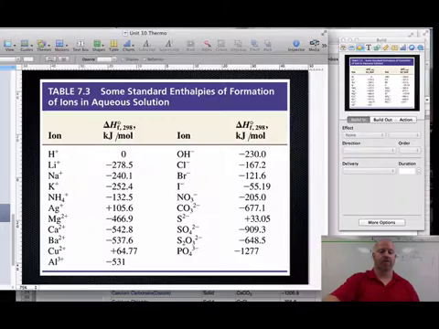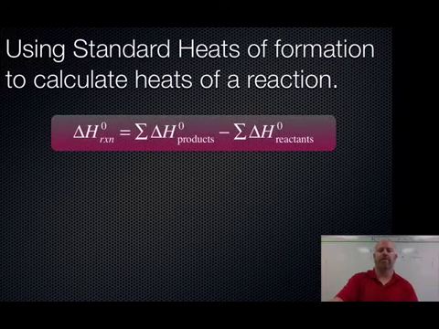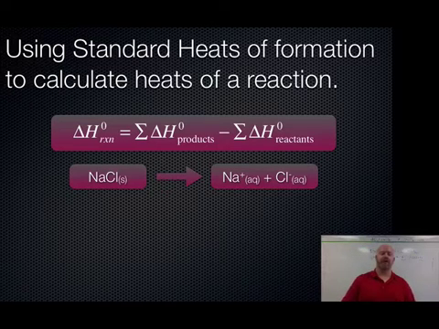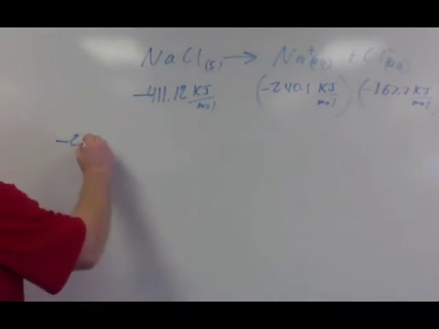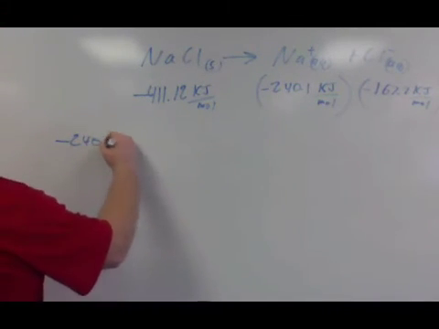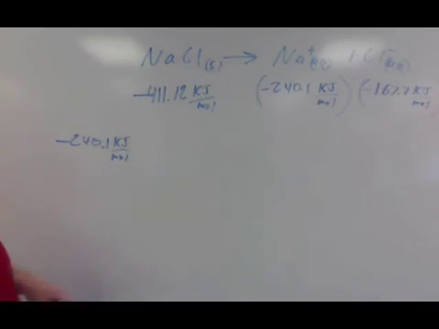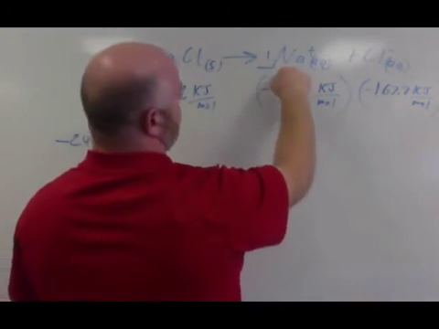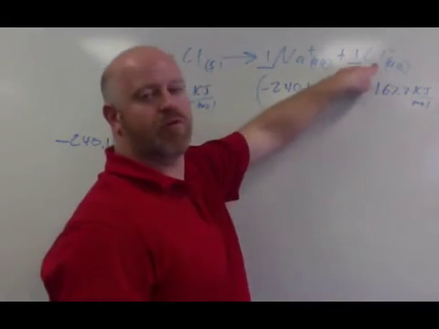Okay, so if we go back to our original problem here, we want to solve for this now. So we need to take the sum of our products minus the sum of our reactants. So our products are here. So I'm going to take a negative 240.1 kilojoules per mole. And in my balanced equation, I have 1 mole of sodium chloride, 1 mole of sodium, and 1 mole of chlorine.